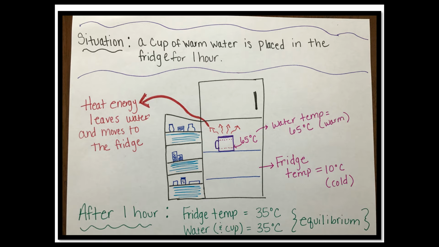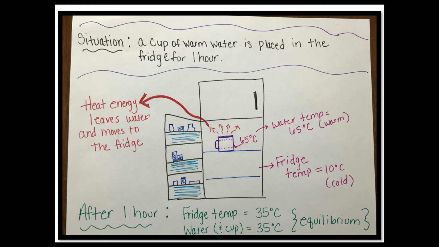So one of our lab groups got this situation, and I just kind of made a sketch of what they noticed. So the situation that they received is a cup of warm water is placed in the fridge for an hour. So if we wanted to create an experiment to see what happens in this case, we could take a cup of warm water, like a coffee cup, and put it in the fridge or the freezer. So what we have done is we have taken an object of higher temperature, and you can see here that the temperature of the coffee cup is 65 degrees Celsius.